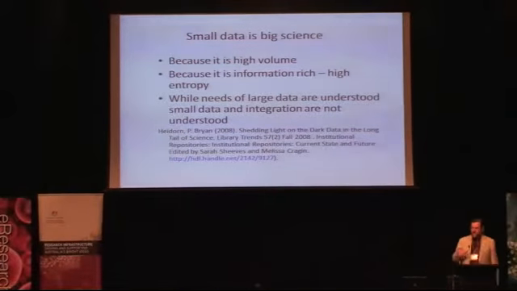So small data is big science because it's actually high volume. If you measure the area in the long tail curve, there's a lot of information in there. Information rich, and it has high entropy. While we know the needs of large data pretty much, not a lot of people have studied the small tail phenomenon, nor have the vendors focused on how they're going to make money in the small tail either. So there's a marketing opportunity there.